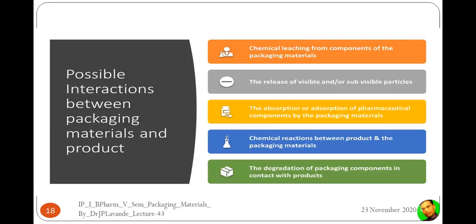Now there might be a possible interaction between the packaging material and the product, and these interactions should not occur. There should not be chemical leaching from the components of the packaging material, any kind of leaking and contaminating the product. The release of visible and or subvisible particles from the product should not occur because of the interaction between the packaging material and the product.